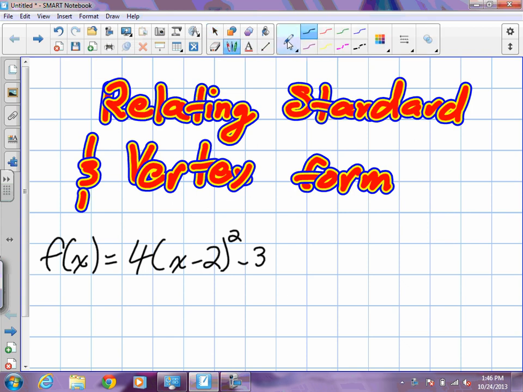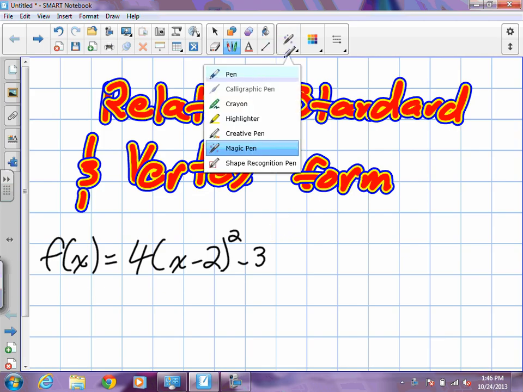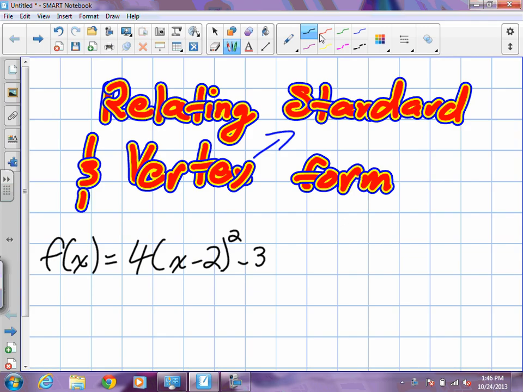So we're going to talk about relating our standard form and our vertex form. To start off, what form am I in right now? Vertex. That's right, we're in vertex form. And what we would like to do is go from vertex to standard form. Okay? Now, to go from vertex to standard, does anyone know what the process is called? That's right. Expand and simplify.